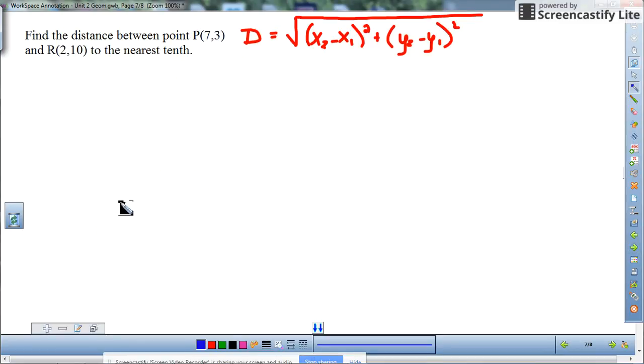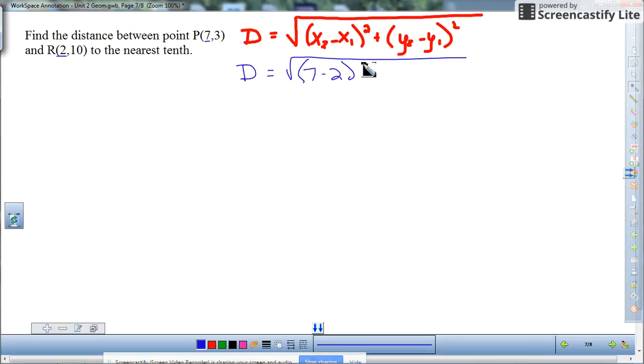All right, for finding the distance between points, P is at 7, 3 and R is at 2, 10, to the nearest tenth. There's our distance formula that we used in one of the previous problems. So let's complete. We want to find the distance between P and R. So we're going to subtract our x values, and always in the same order, 7 minus 2 squared plus now our y values, 3 minus 10 squared. Oh, put that minus there. All right, and remember in the end, we're going to find our value to the nearest tenth. So bring down our square root symbol.